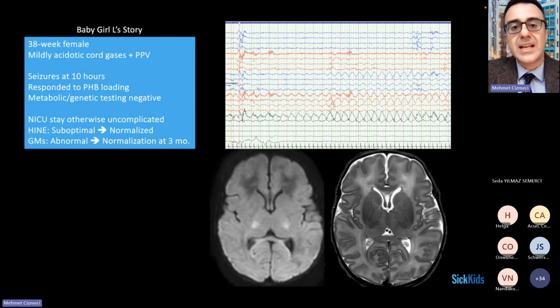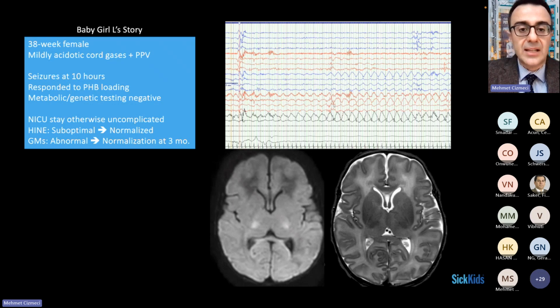So because there was no sentinel event, we did extensive infectious, metabolic, and genetic testing on this baby, just to make sure that there was no other underlying cause. But the NICU stay was otherwise uncomplicated, and the baby was discharged home in the second week of life. The Hine assessment was initially suboptimal, which I'm going to show you in the later slides, but then it normalized. And the general movement assessments were initially abnormal, but then also normalized at 3 months of age.